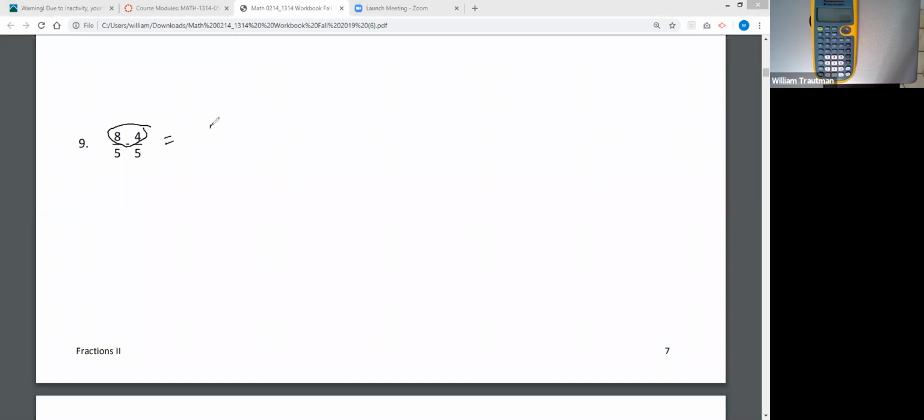8 minus 4 is 4. You don't touch my bottom. The bottom stays at 5. Try to reduce it. It does not reduce. We are done. 8 over 5 minus 4 over 5 is 4 over 5. So these steps are for adding and subtracting, not multiplying and dividing, just adding and subtracting fractions.